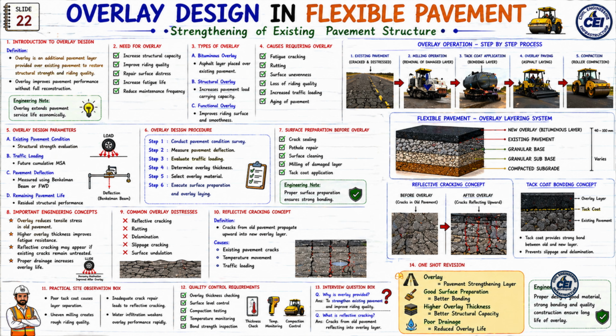Now let us understand the concept of reflective cracking. Cracks in the old pavement propagate upwards and reach the overlay surface. And this is called reflective cracking. The before overlay image shows existing cracks. And in the after overlay image the same cracks are reflected above. This is a common example of overlay distress.